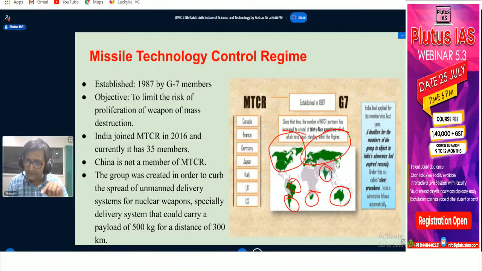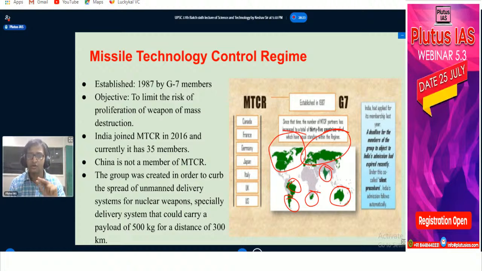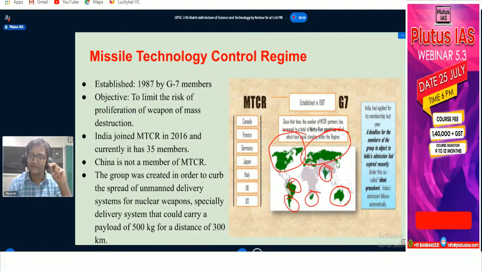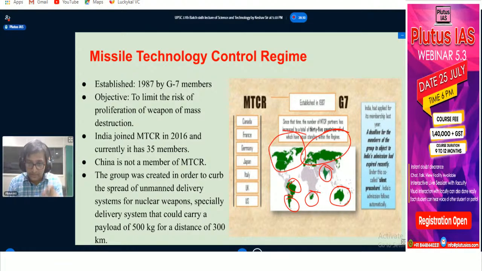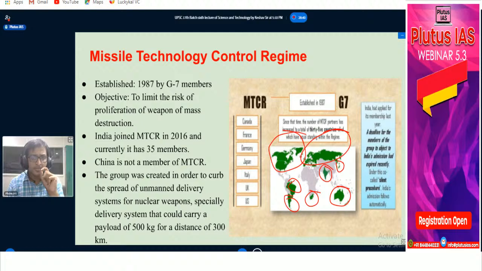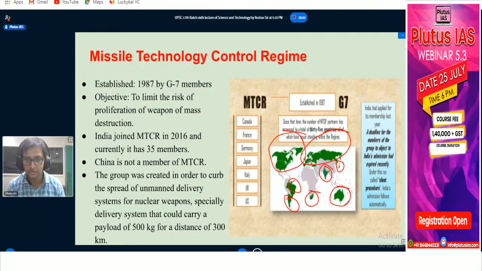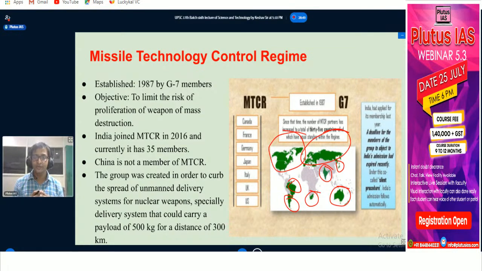So from the African continent, only one country is there, that is South Africa. From the South American continent, there are two countries only, Brazil and Argentina. From North America, there are two countries only, Canada and US. From Asia, India is there, and Russia you can say, and then here Japan also. South Korea will also be there. Now, rest of all countries are from Europe. Clear now? MTCR is clear?